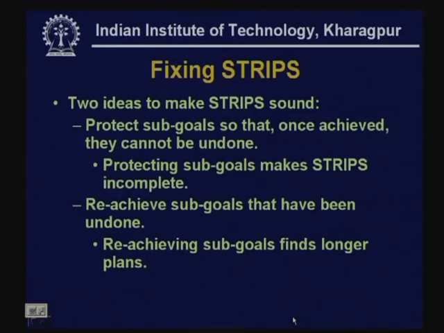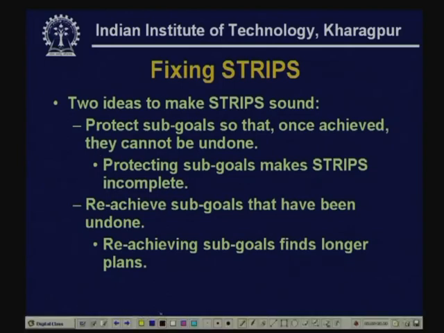Now, how do we fix the STRIPS algorithm? There are two ideas that have been tried to make STRIPS sound. The first idea is to protect sub goals. That is, once a sub goal G1 has been achieved, do not take any action that undoes the effect of G1, right. So, the first strategy to make STRIPS sound is to protect sub goals which have been achieved. Once G1 has been achieved, do not allow any action that undoes G1.